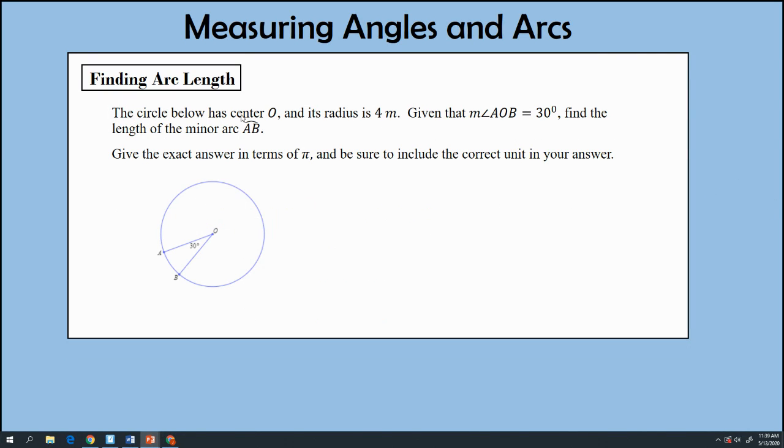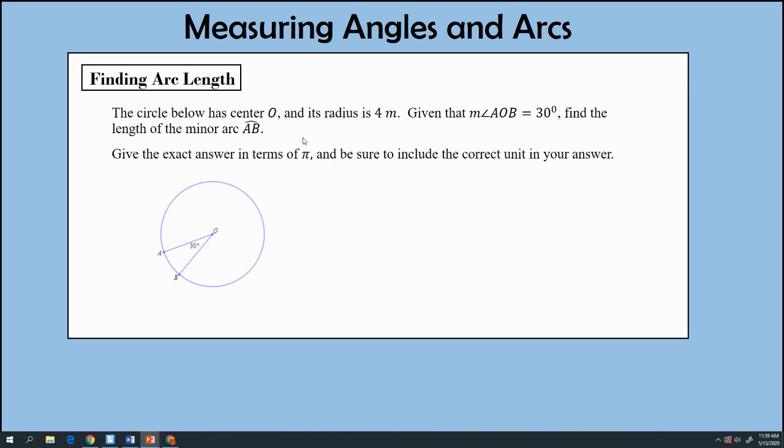So it says up here the circle below has a center at O and its radius is 4. So A to O is 4, B to O is 4. Given that the measure of angle AOB is 30 degrees, find the length of the minor arc AB. So what they're asking us to do is to find the distance if you were to walk along this curve from A to B. It's not a straight line, it's part of the circle, so it's an arc. All right, so I've got to find the distance from A to B. Note up here too, they're saying give your answer in terms of pi and include the correct unit in your answer.